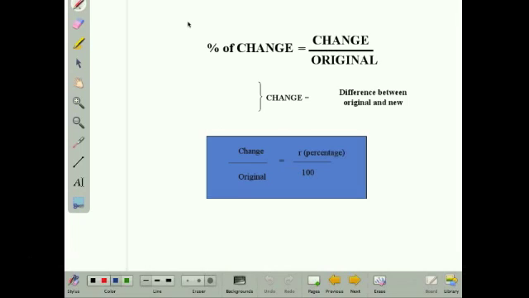All right, to find the percent of change, you've got to find your change and divide it by your original. Change is typically your original subtracted from your new. And you're going to take that number and divide it by your original, then multiply by 100.